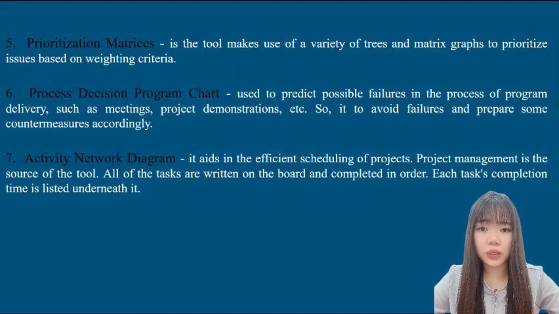Next, Process Decision Program Chart. Used to predict possible failures in the process of program delivery, such as meetings, project demonstrations, and so on, to avoid failure and prepare countermeasures accordingly. Last, Activity Network Diagram. It assists in the efficient scheduling of projects. Project management is the core of the tool. All of the tasks are written on the board and completed in order. Each task's completion time is listed underneath it.